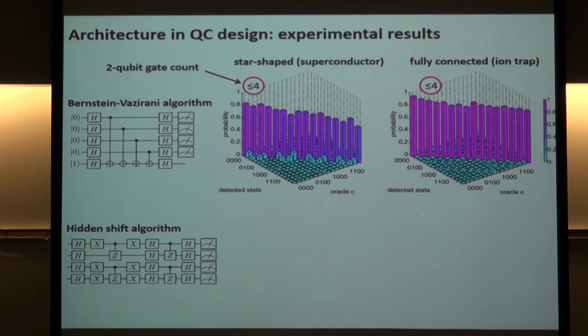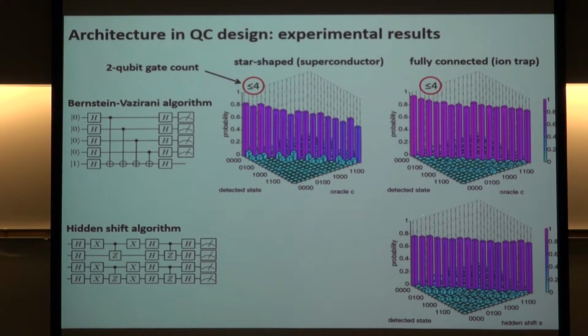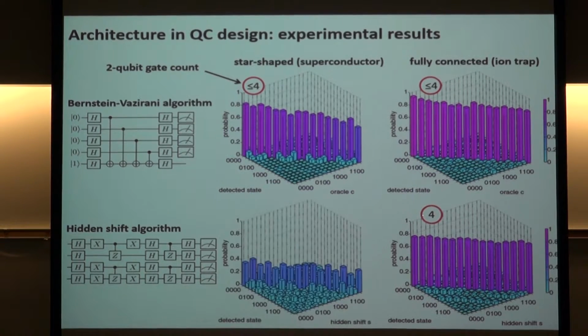And this is done with up to 4 qubit gates on both, depending on which oracle is implemented. Now, for the hidden shift, you can see we have these 2 disconnected pairs of qubits, which means additional swap gates will be necessary for a star-shaped architecture, while for the fully connected system, we just do 4 gates again. It looks very similar. It's flatter now because it's 4 gates every time. The star-shaped system has to do additional swap overheads again, has to do 10 gates, and as a result, the fidelity is somewhat lower.